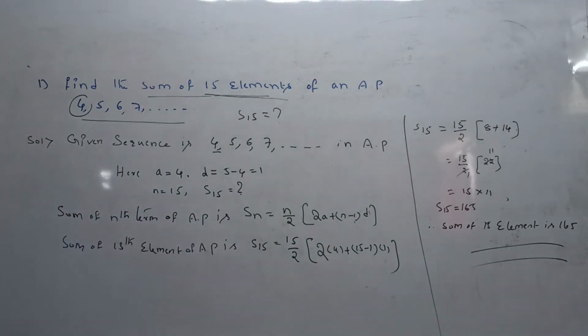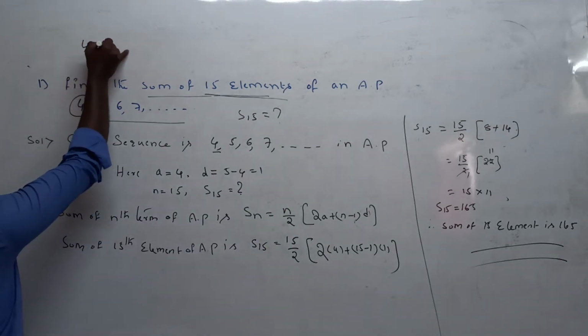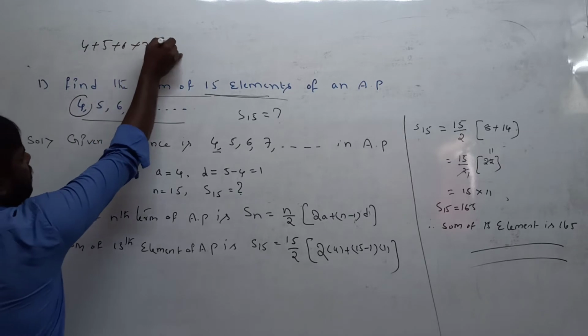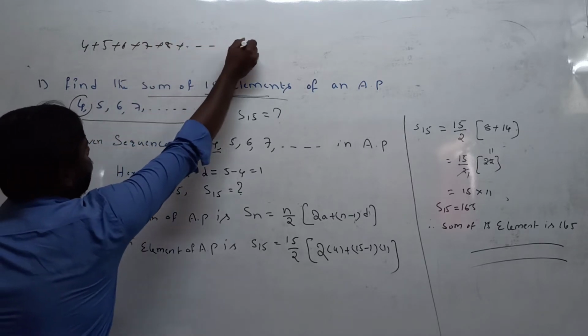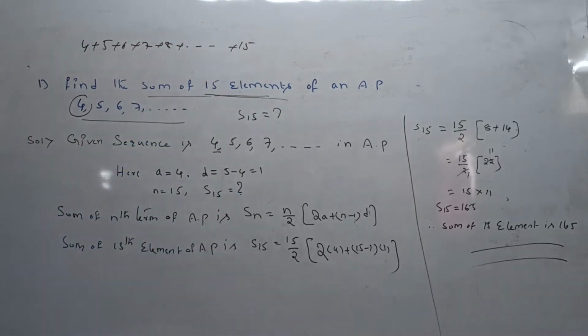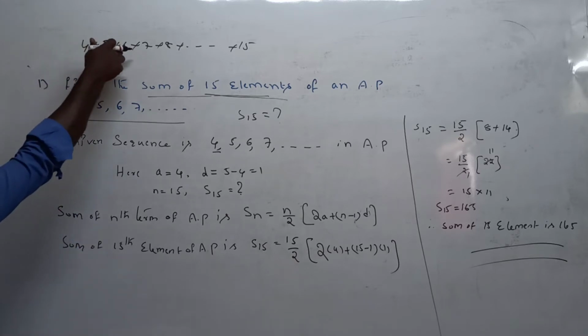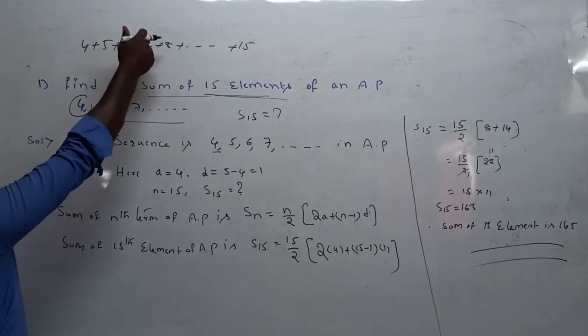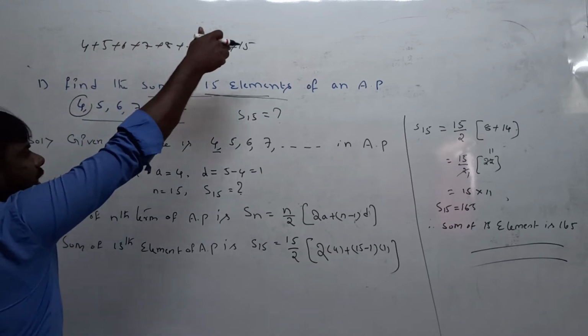Sum of the 15 means we add 4 plus 5 plus 6 plus 7 plus 8 and so on, up to 15 values. Adding one by one takes so much time. That's why we can directly apply this formula. 4 plus 5 is 9, plus 6 is 15, 15 plus 7 is 22, 22 plus 8 is 30. That takes so much time.